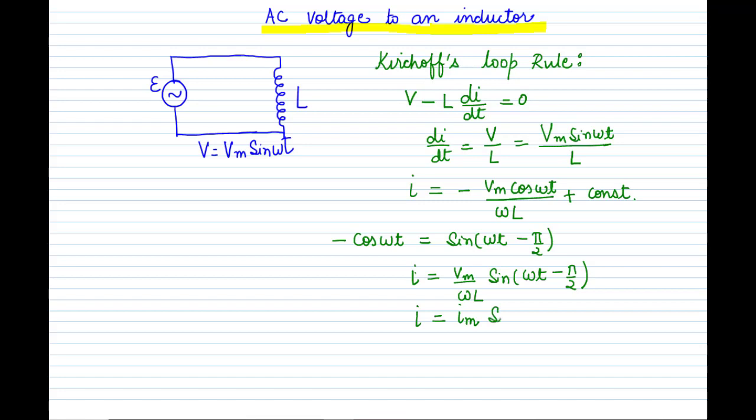I is equal to Im sine omega t minus pi by 2. So V is equal to Vm sine omega t and I is equal to Im sine omega t minus pi by 2. That means that the current is behind the voltage. The current is lagging behind. It is going behind. If it is going behind, we call it lagging. So the current is lagging behind the voltage by pi by 2.